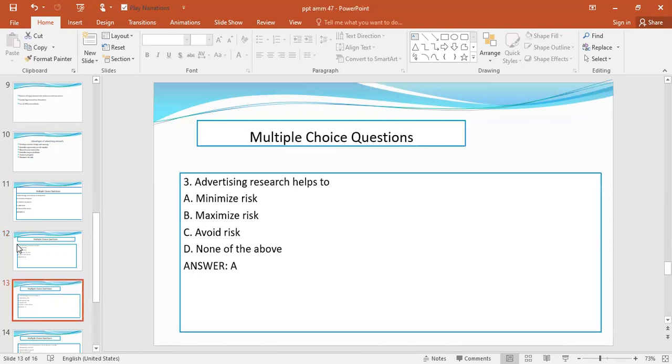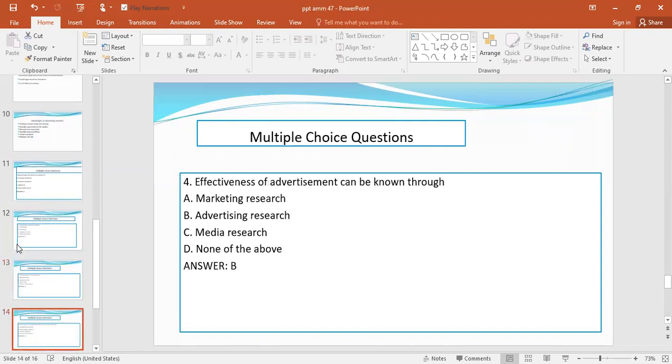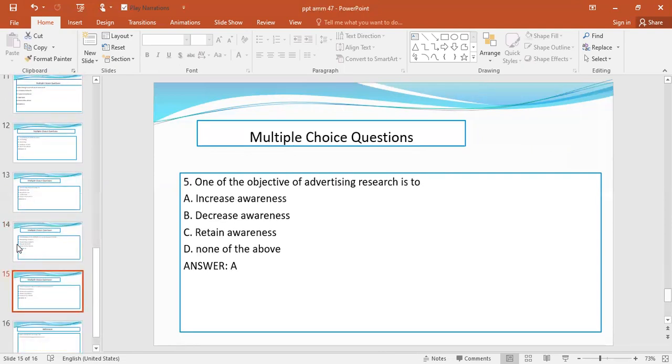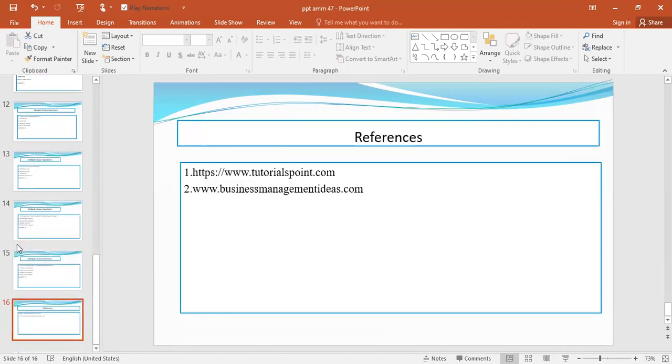Third question is: advertising research helps to minimize risk, or maximize risk, or avoid risk, or none of the above? So the answer is minimize risk. The next question is: effectiveness of advertisement can be known through marketing research, or advertising research, or media research, or none of the above? So the answer is advertising research. The last question is: one of the objectives of advertising research is to increase awareness, decrease awareness, or retain awareness, or none of the above? So the answer is increase awareness.